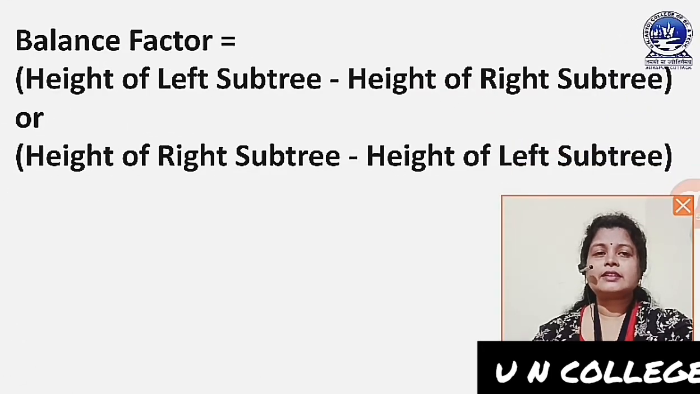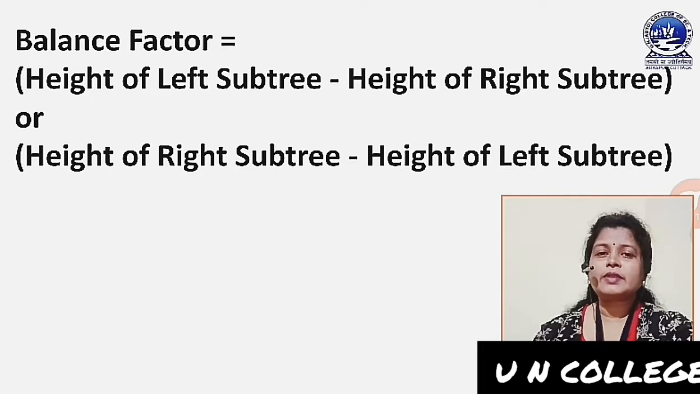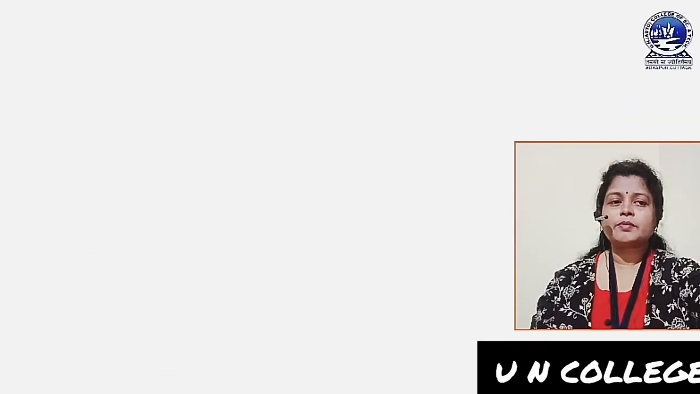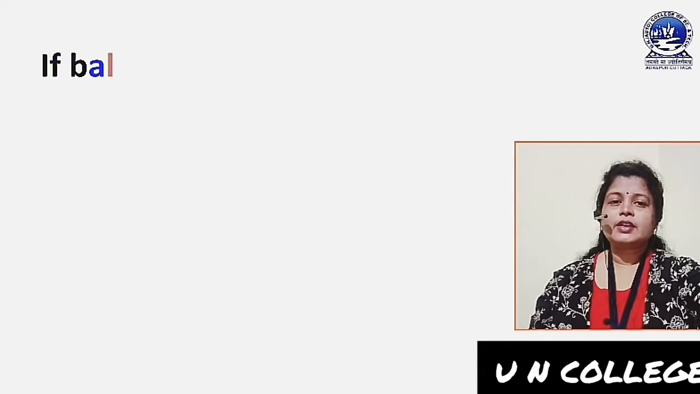Now I have mentioned the formula to calculate the balance factor. The balance factor may be calculated as height of left subtree minus height of right subtree, or height of right subtree minus height of left subtree. Why? Because it may be positive one or it may be negative one. That's why two different types of formulas or options are available here. The self-balancing property of an AVL tree is maintained by the balance factor, and we know that the value of balance factor should be +1, -1 or 0.